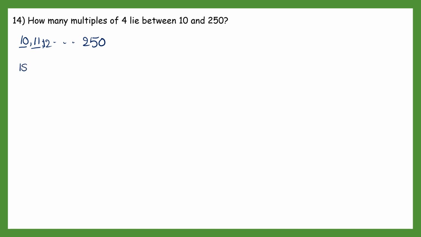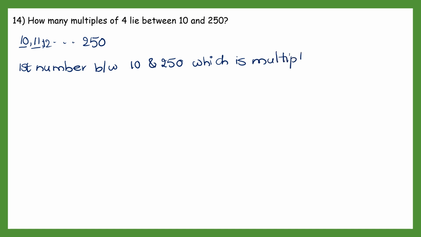The first number between 10 and 250 which is a multiple of 4, what did we get? We got 12. Then if the first number is 12, what will be the next number? Just add 4.